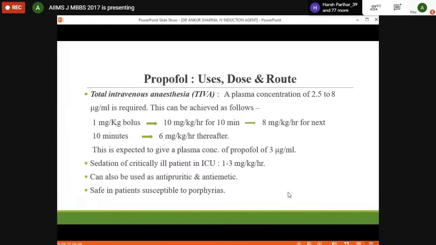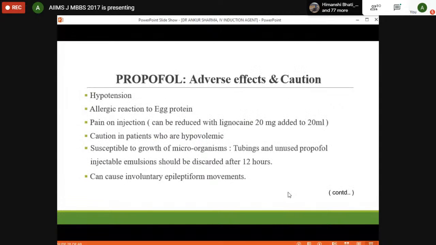It can also be used as an antibiotic and antiemetic. It is safe in patients who are susceptible to porphyrias. What are the side effects of propofol? It can cause hypotension because of vasodilation. It can cause allergic reaction because it contains egg lecithin protein. It causes pain on injection, which can be reduced by lignocaine injection. And it should not be given in patients who are hypovolemic because it causes hypotension.